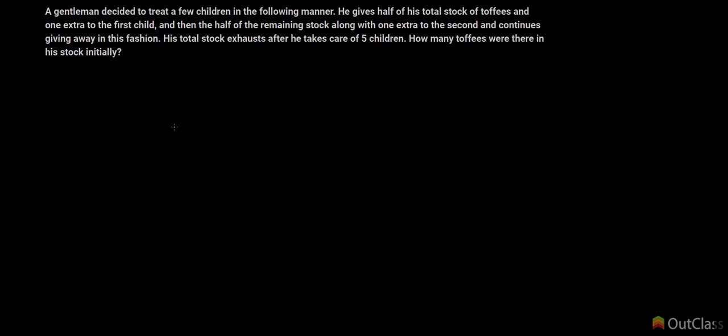A gentleman decided to treat a few children in the following manner. He gives half of his total stock of toffees and one extra to the first child, and then half of the remaining stock along with one extra to the second, and continues giving away in this fashion. His total stock exhausts after he takes care of 5 children. How many toffees are there in his stock initially?